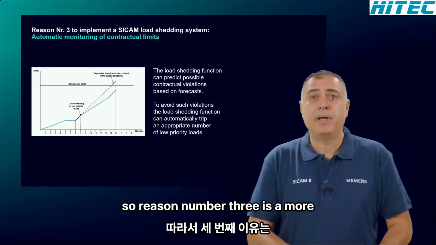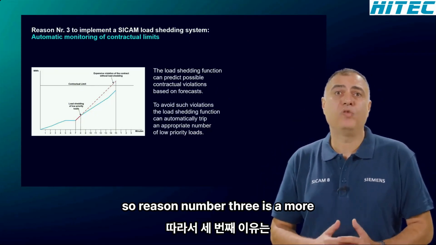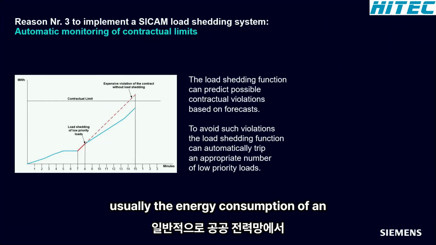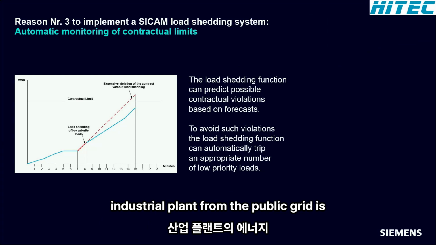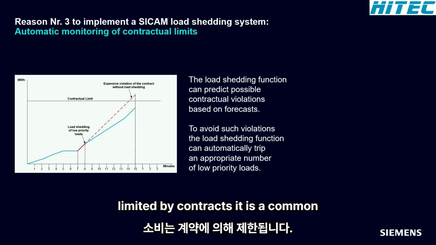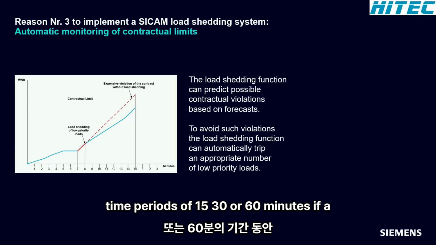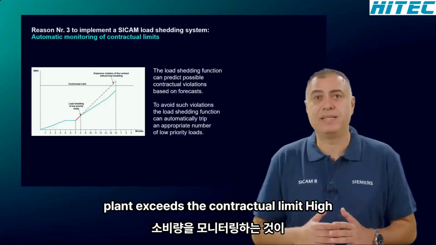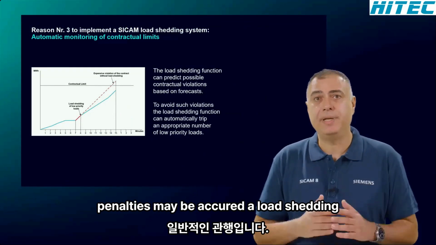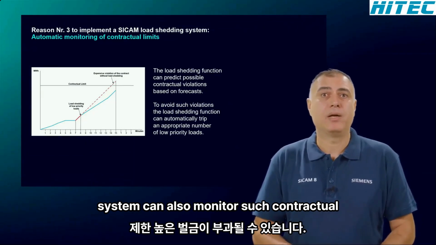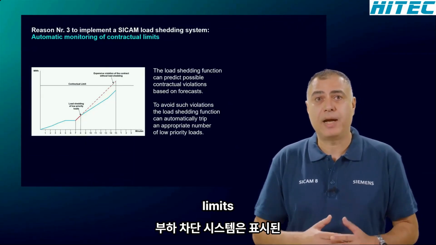So, reason number 3 is a more sophisticated use case. Usually, the energy consumption of an industrial plant from the public grid is limited by contracts. It is a common practice to monitor the consumption in time periods of 15, 30, or 60 minutes. If a plant exceeds the contractual limit, high penalties may be accrued. A load shedding system can also monitor such contractual limits.